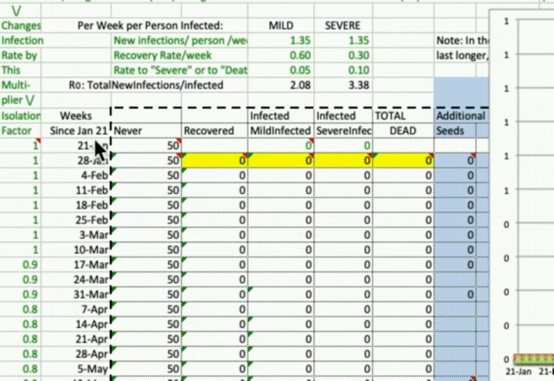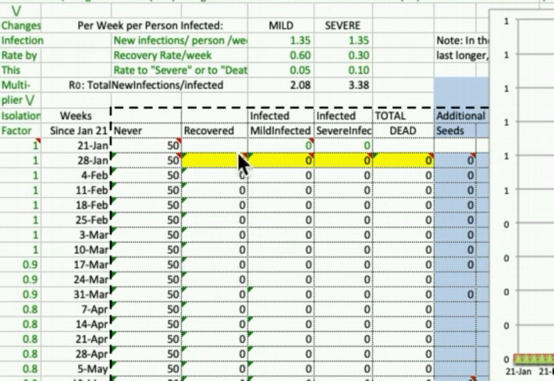One column of the spreadsheet here is a timeline going week by week, starting in late January and proceeding actually for about a year and a half. This column over here is for the number of residents that have never been infected. It starts at 50. We said this would be a population of 50. And here it shows 50 just proceeding because we haven't infected anybody yet. We'll do that in a moment.